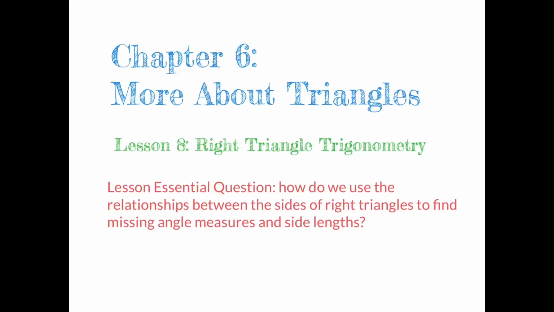Hello, welcome to the video for Chapter 6, Lesson 8, Right Triangle Trigonometry. This lesson's essential question is how do we use the relationships between the sides of right triangles to find missing angle measures and side lengths?